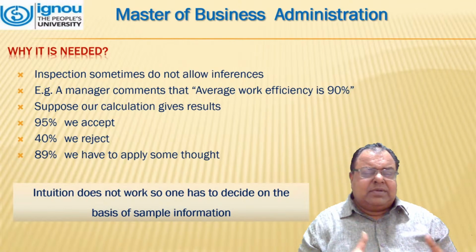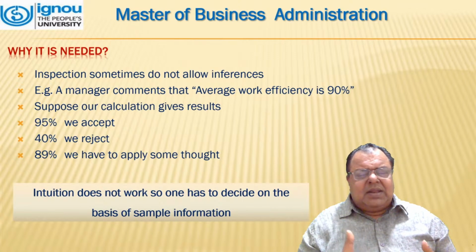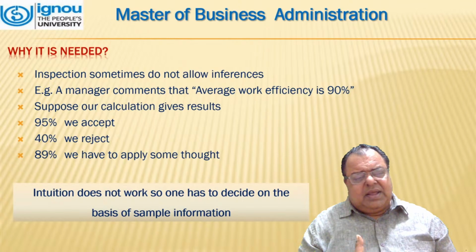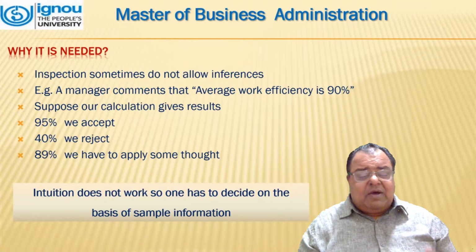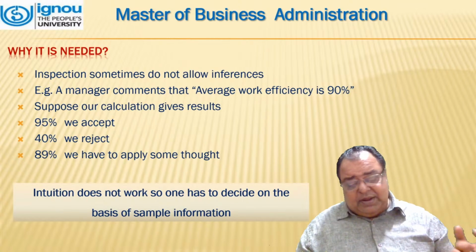Inspection sometimes does not allow inferences. Suppose a manager commits that average work efficiency is 90%, and our calculation gives a result of 95%, we accept; 40%, we reject; and 89%, we have to apply some thought. Intuition does not work, so one has to decide on the basis of sample information.